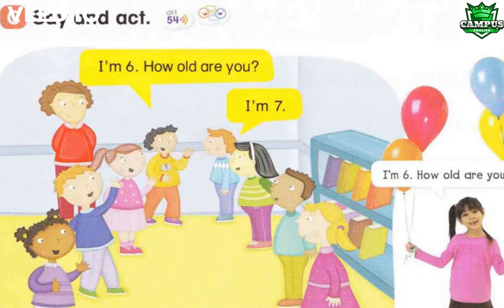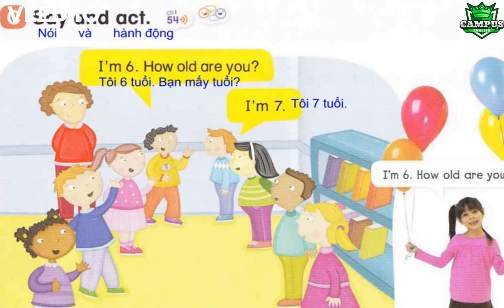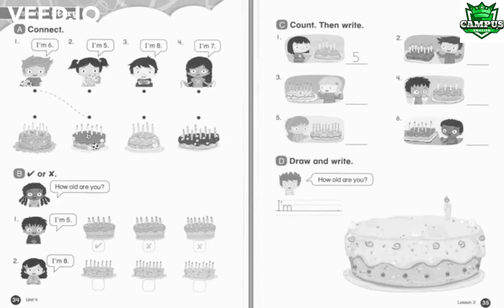I'm 6. How old are you? I'm 7. How old are you? 1, 2, 3, 4, 5. I'm 5. How old are you? I'm 6. How old are you? I'm 7. How old are you? 1, 2, 3, 4, 5. I'm 5.